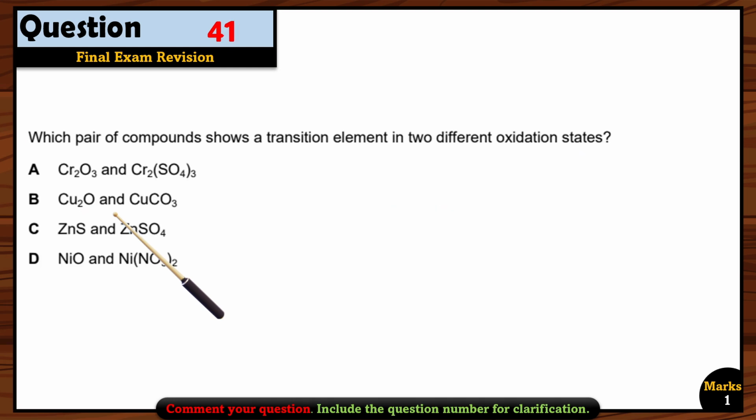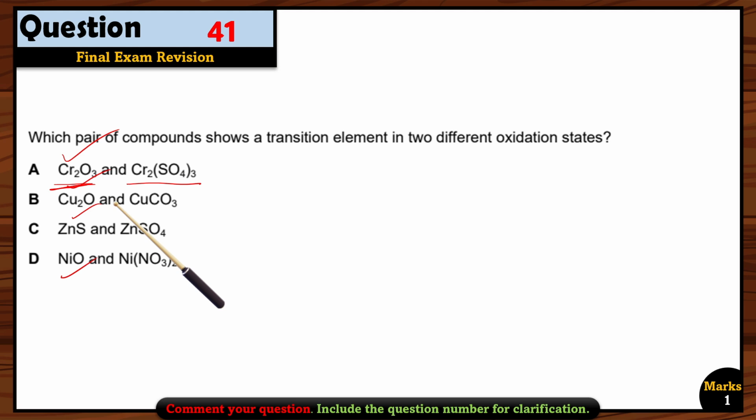Okay, let's see another question. Which pair of the compounds show a transition element in two different oxidation states? Here, chromium, copper, zinc, and also nickel are transition metals, but you have to find their oxidation state. If their oxidation state is the same in both compounds, then they are not showing two different oxidation states. They are transition metals, but not showing two different oxidation states. So you have to find in which they are showing two different oxidation states.